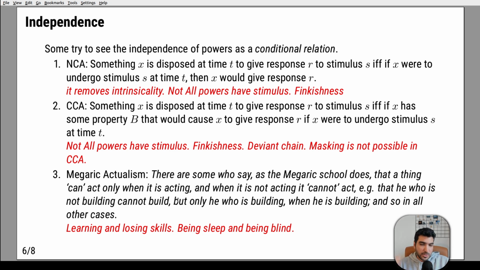It also has a problem distinguishing between being asleep and being blind, because based on them, both of them are not seeing, so they don't have the power of sight. But we say, okay, if someone is asleep, they still have the power of sight, it's just not manifesting. But someone who's blind, they just don't have the power of sight.